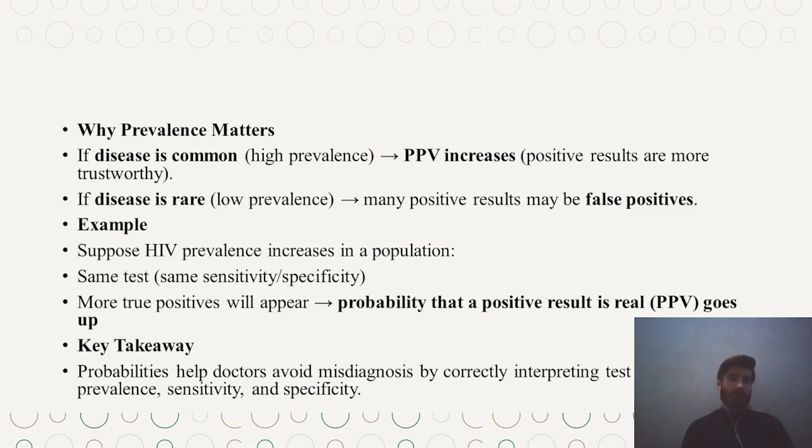Example, suppose HIV prevalence increases in a population. So the same test will be applied, more true positives will appear, and the probability that a positive result is real increases. Because the prevalence is high, the test gives us more positives, so there will be more patients and more true positives.